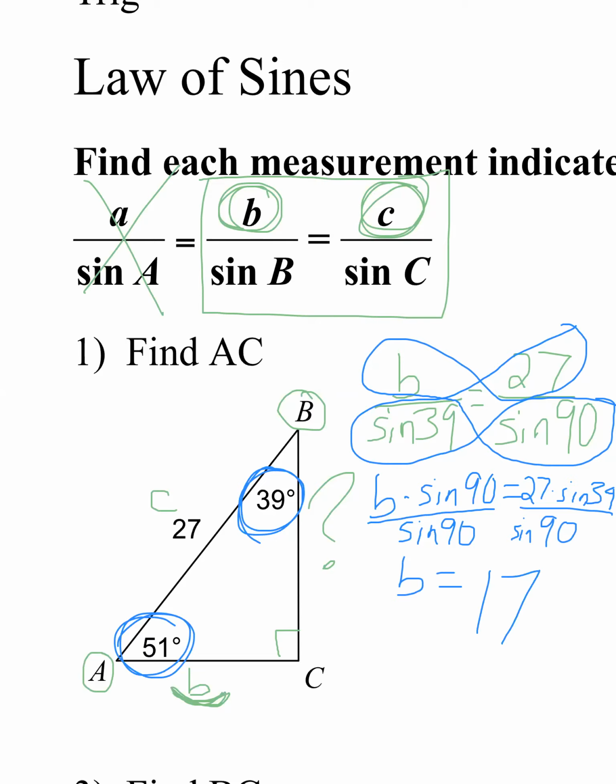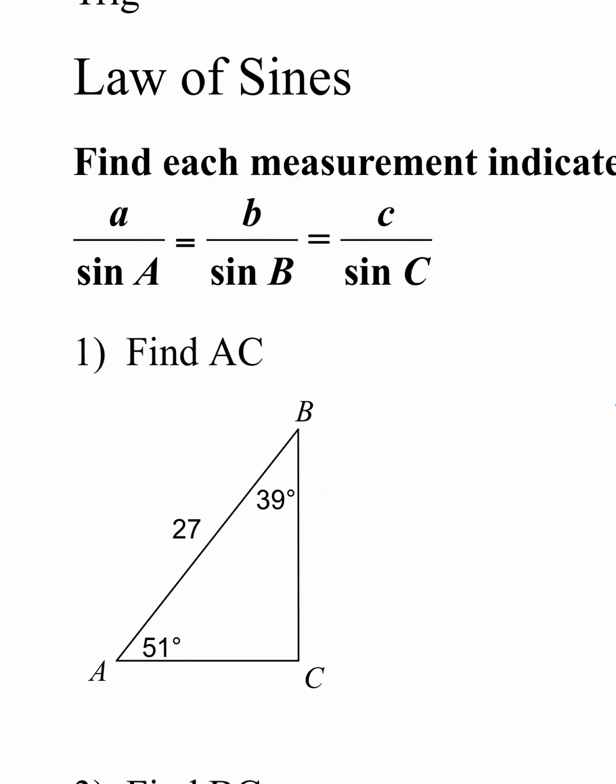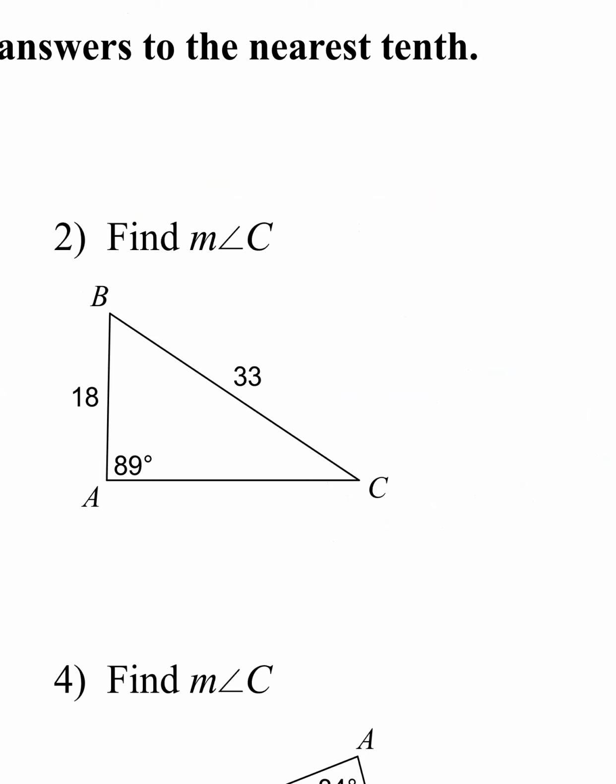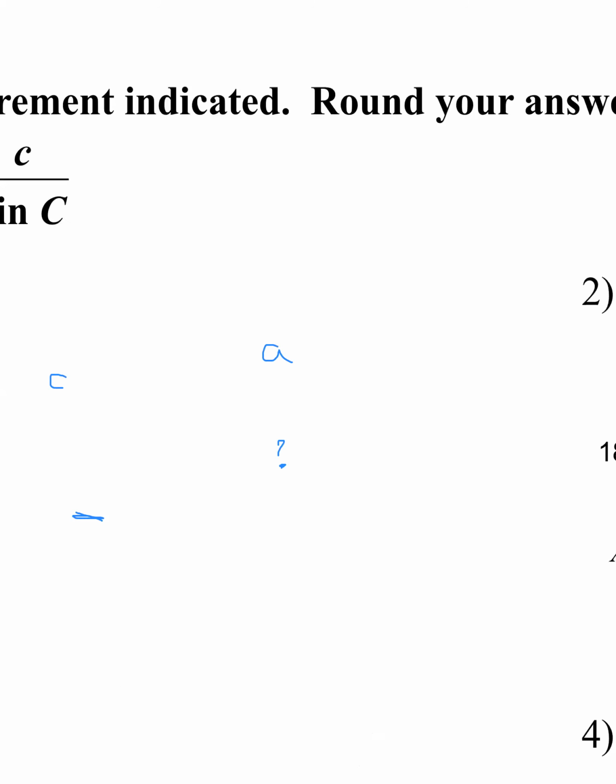Okay, let's try the next one. This time I'm trying to find angle C. Let's see what I have already. Here's angle A, which I have, and across from angle A is lowercase a. And I'm trying to find angle C, so that's the one I don't know, but across from it is side C.